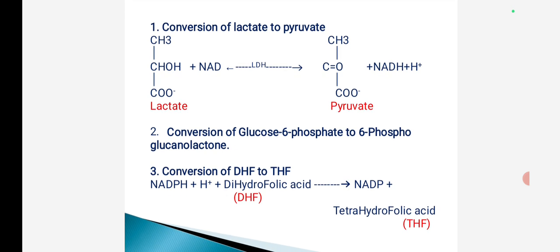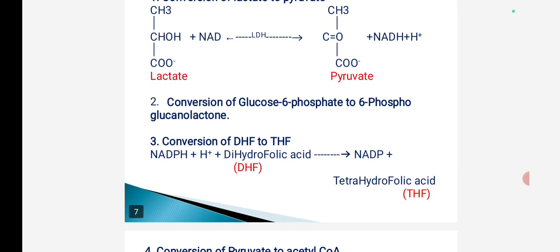Examples of NAD catalyzed reactions. First one is conversion of lactate to pyruvate. Lactate reacts with NAD plus in the presence of lactate dehydrogenase enzyme to form pyruvate and the reduced form, NADH plus H plus.